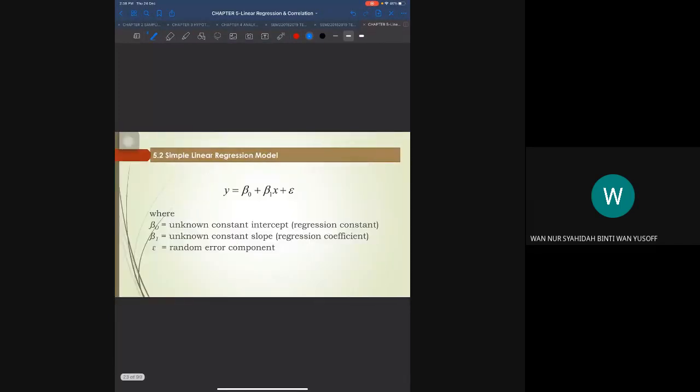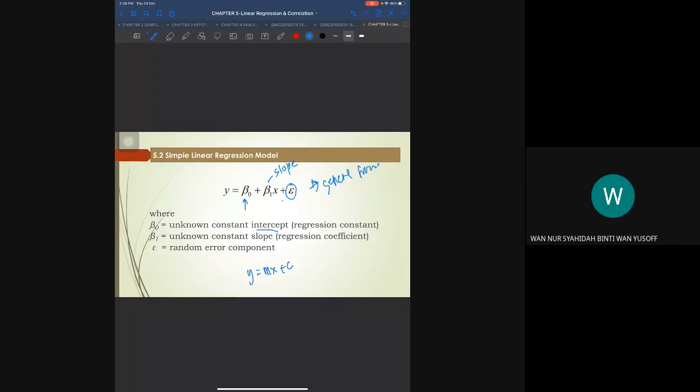So this is the general form of your equation. Beta naught here is the intercept, beta 1 here is the slope. Similar to the idea we discussed in secondary school, mx plus c. It is about slope and intercept. But here we have the epsilon, the random error.